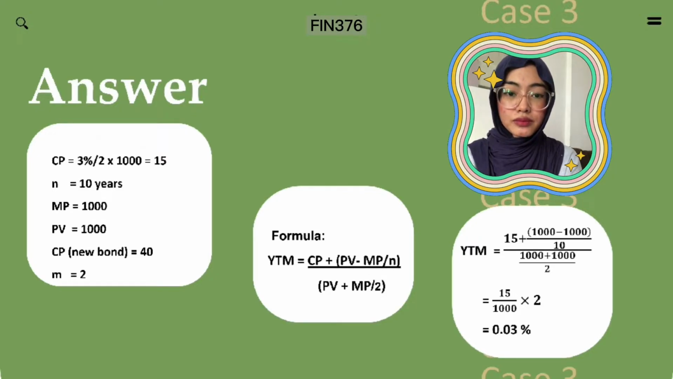15. So firstly, we have to calculate the YTM. 15 plus, in bracket, 1000 minus 1000 divided by 10, and the answer has to be divided by 1000 plus 1000 divided by 2. So the answer for this question is 0.03%.